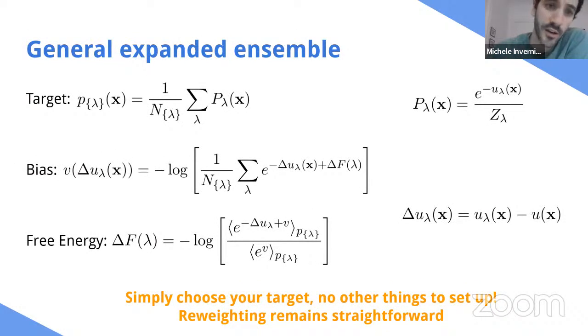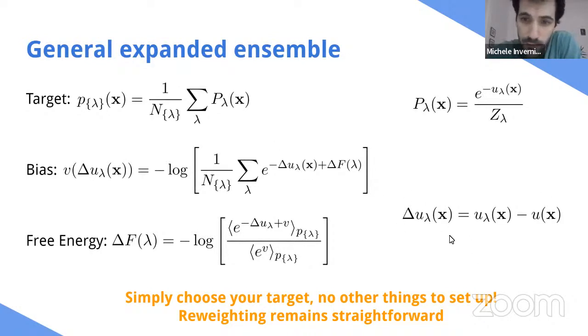You can of course rewrite this in a more general way and define any expanded ensemble target as a linear combination. By the way, you could put some weights here. In this case, all of them have a uniform weight. But the basic idea is this: you have your target, and just by choosing this target, you obtain an expression for the bias that you can feed to OPES in order to sample this target distribution. No extra things required, no other input parameters required.